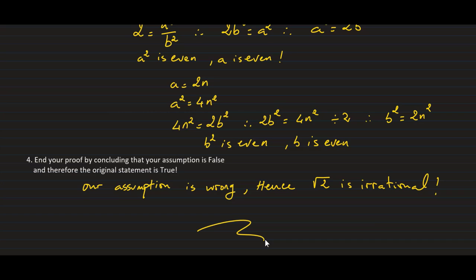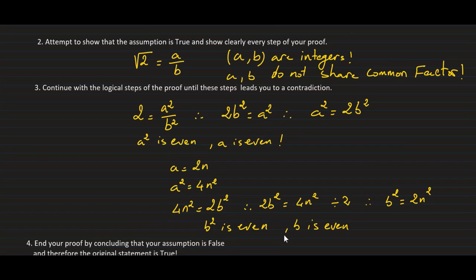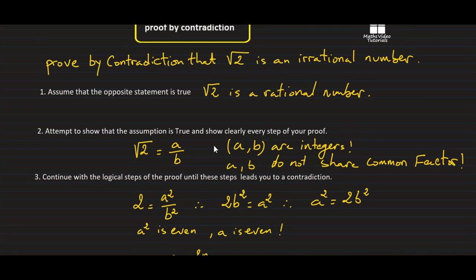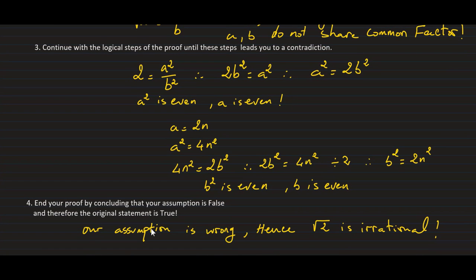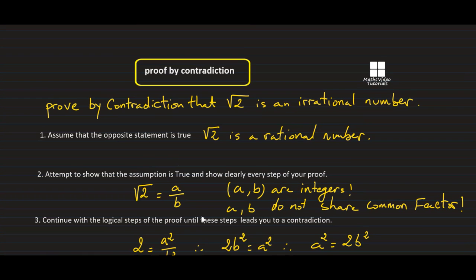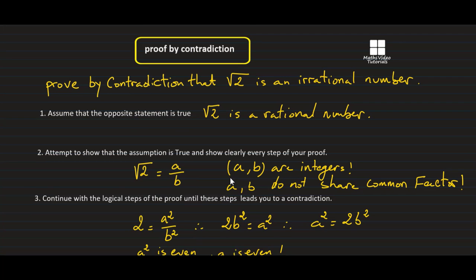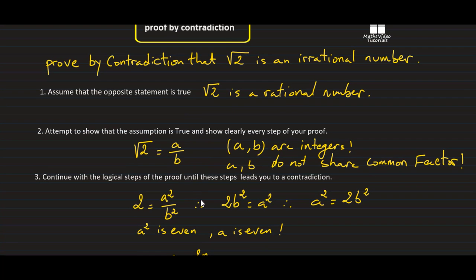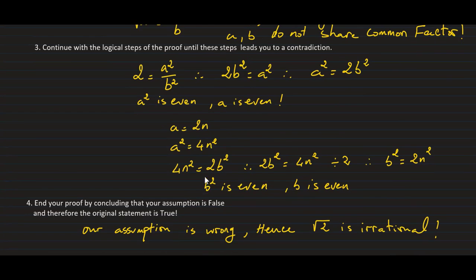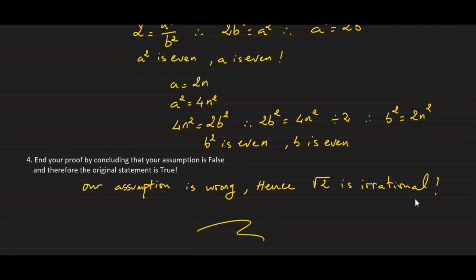So that gives you the idea how to go about proving by contradiction, the steps that are involved. Really basic, right? Again, in the exam, you do not need to write down 1, 2, 3, 4. You just make an assumption and you start the logical steps of your proof. And it is very important that you write down a clear statement of your conclusion.